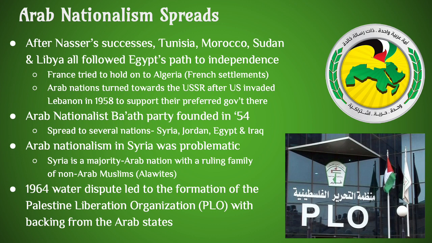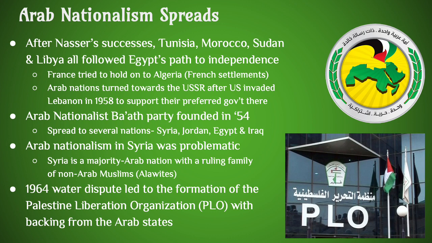We also see the Arab nations turning more towards the USSR after the United States briefly invaded Lebanon in the late 50s in order to be able to support their preferred government in Lebanon. In 1954, we have the formation of an Arab nationalist party that actually is in several different nations. It's called the Ba'ath Party, and we see the Ba'ath Party rise to prominence in Syria, Jordan, Egypt, and Iraq.